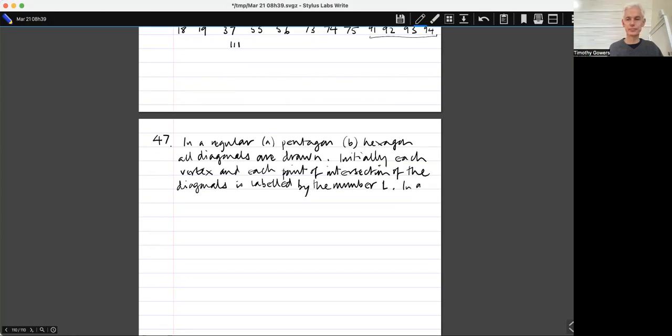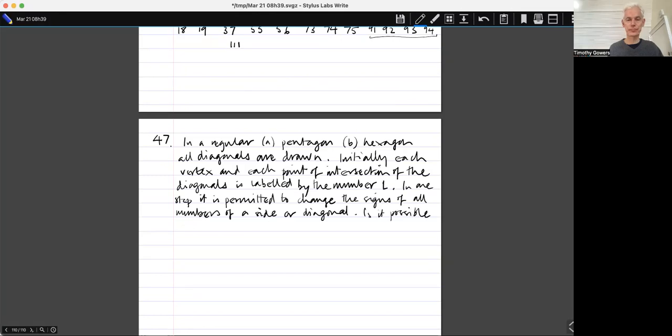In one step, it is permitted to change the signs of all numbers of a side or diagonal. Is it possible to change the signs of all labels to -1 by a sequence of steps? And it says IIM again.